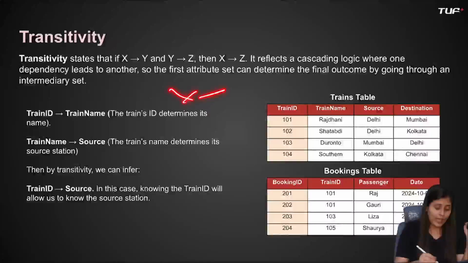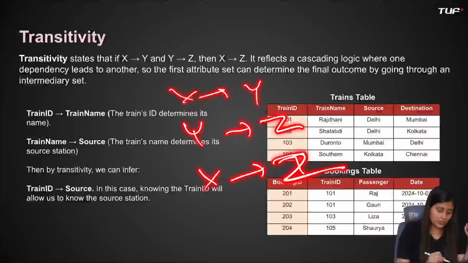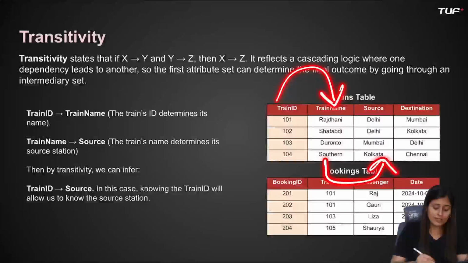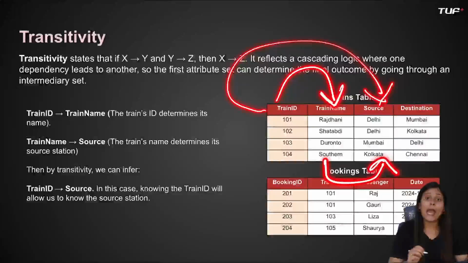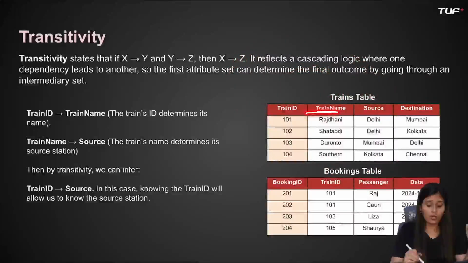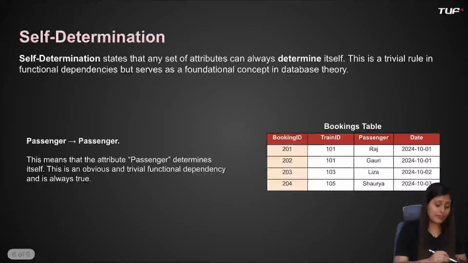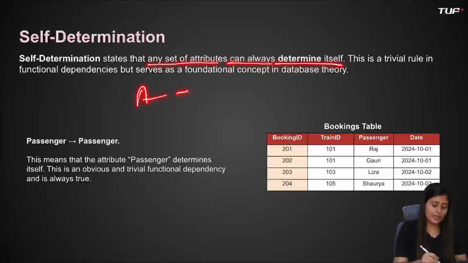If x determines y and y determines z, then x can also determine z, right? With the help of this train ID example, if train ID determines name and name determines source, then train ID can directly determine source as well, without the intermediate inference of train name in between. So that was transitivity. Now next is self-determination. It says that any set of attributes can always determine itself. Obviously, A determines A, train ID determines train ID.